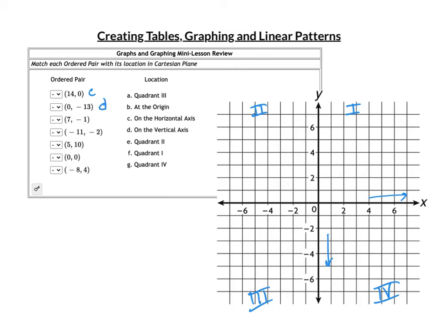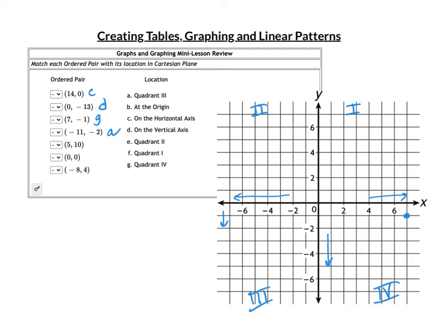7, negative 1. 7, negative 1 is out 7 for x and negative 1 for y, right in quadrant 4. That's quadrant 4, which is G. Negative 11, negative 2. Negative 11 is this way. Negative 2 is going to be down. I'll be in quadrant 3. Quadrant 3 is A.